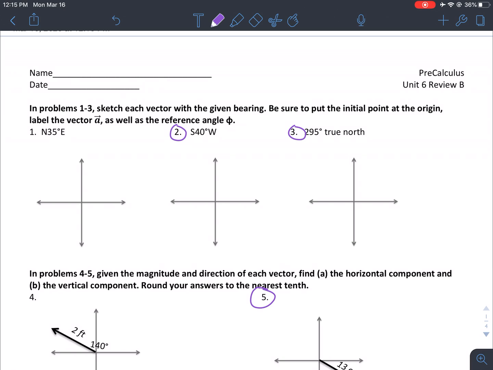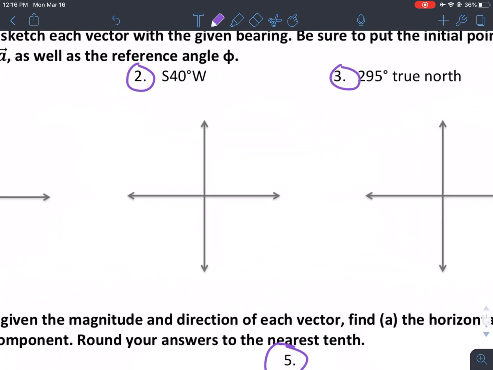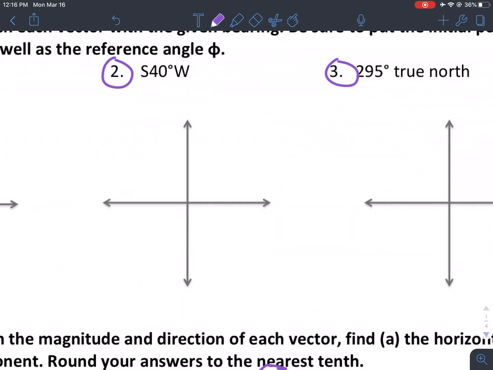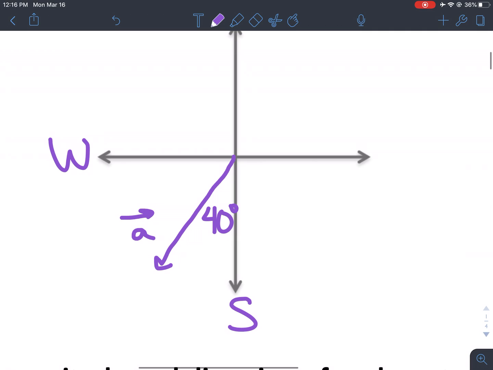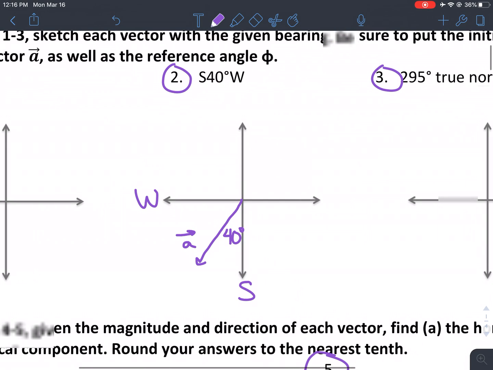So it says, sketch the vector with the given bearing. Make sure you label the vertical reference angle phi. If I look at number 2, it says 40 degrees west of south. So we're going to make west, south, those are our 2 cardinal directions, and we are going to draw a vertical angle. This is a little bit lower than halfway in between them, and make that 40 degrees. Label this vector A, and we are done. So that is the vertical vector phi.